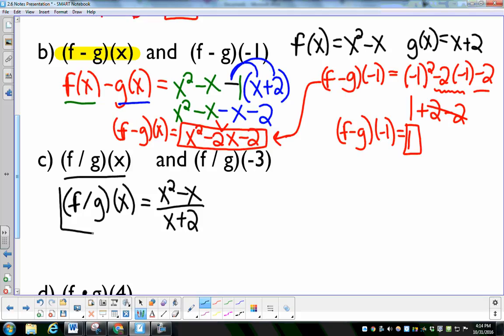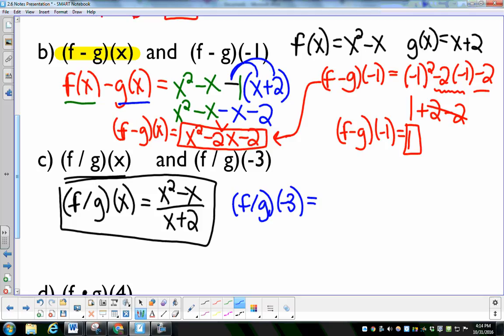So that's the first thing they wanted us to do in this problem, just find f of x divided by g of x in terms of x. Now we're going to find f divided by g of x of -3. So we're going to be plugging in a -3 into that problem that I just wrote out. So I'm going to write -3 squared minus -3 on top. And our denominator, we have -3 plus 2. I just plugged in a -3 for that x value there.